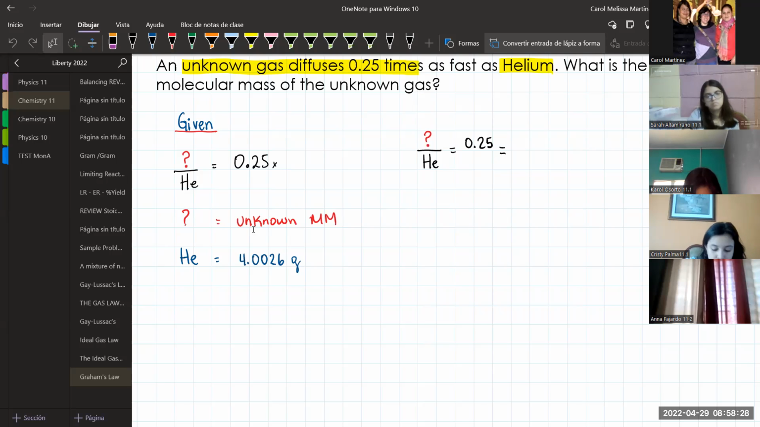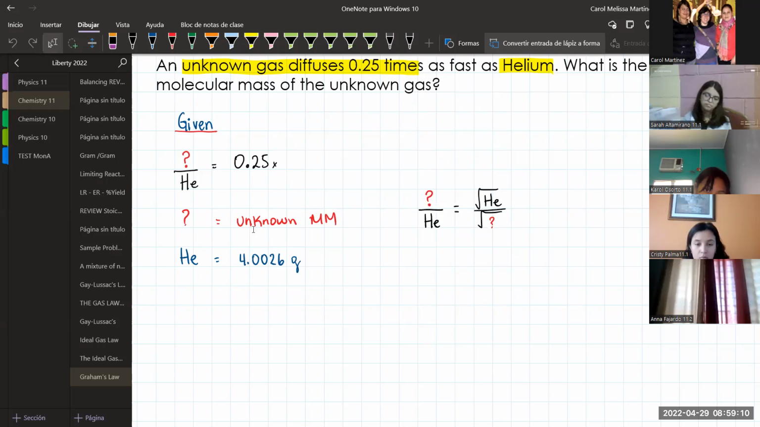now I'm going to write the definition of Graham's law, okay? I'm going to work a little bit more organized. Okay, I'm going to write Graham's law first. This is going to be the square root of helium divided by the square root of my unknown gas. Okay? This is what I know. This is my formula. This is Graham's law. Remember that Graham's law comes from the base formula, that is A over B equals the square root of B divided by the square root of A. That's the main formula.